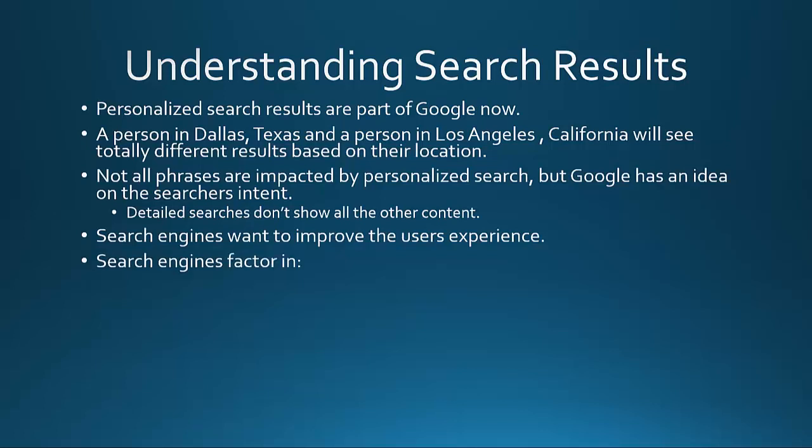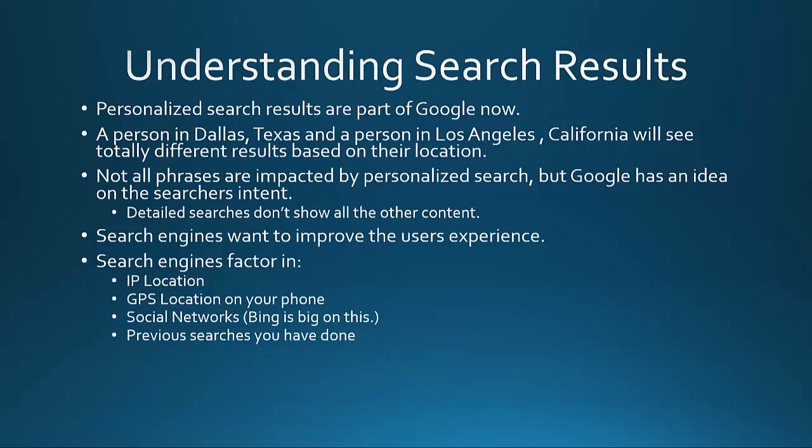Search engines factor in things like the IP location. Where are people actually searching from? GPS location on your phone if you have that feature turned on. Social networks. Bing is really big on this, the Bing search engine, not as much Google, but they will actually let you know, like, hey, here's websites that your friends recommended or that your friends have recently visited or that your friends have talked about recently. That will actually play into understanding search results. Google can actually incorporate that with Google Plus. Bing will actually do that with Facebook and Twitter and other elements.